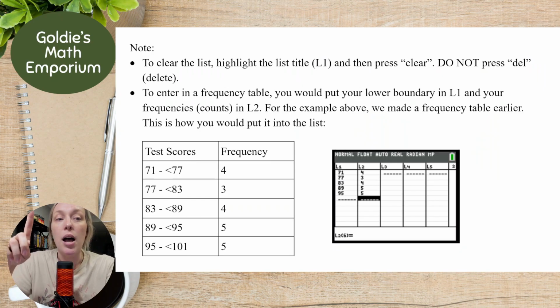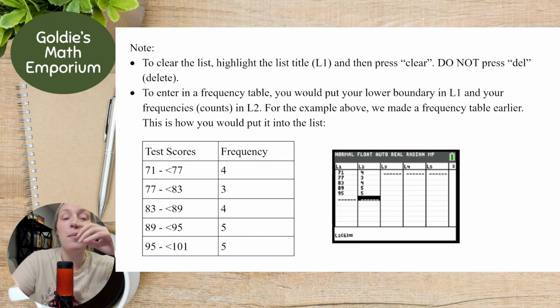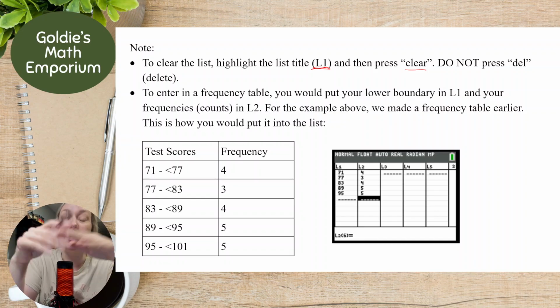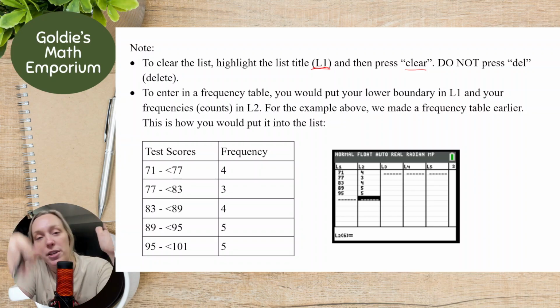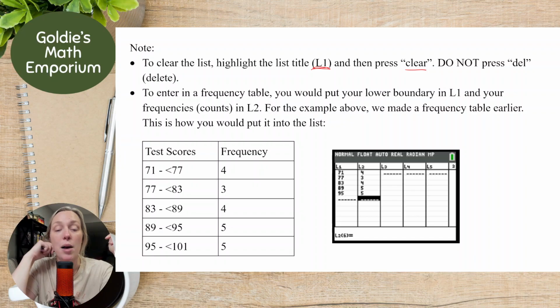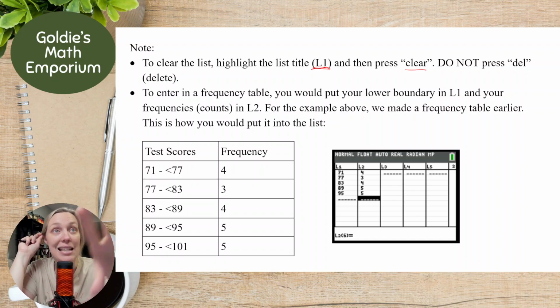Okay. To clear the list, like if you want to just get rid of all of the data in your list, you highlight the list title and press clear. Do not press delete because that actually deletes your list and then you no longer have a list one. Okay. You want to press clear and that will delete all the data from your list. Okay. So what we did was enter in all the data just individually.